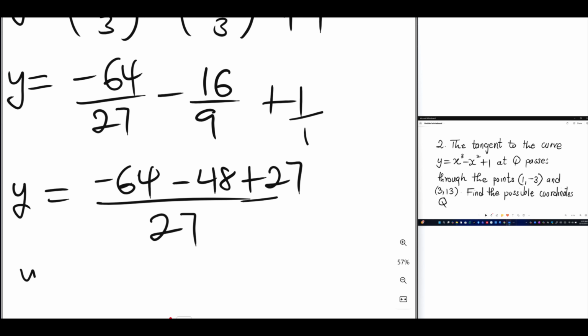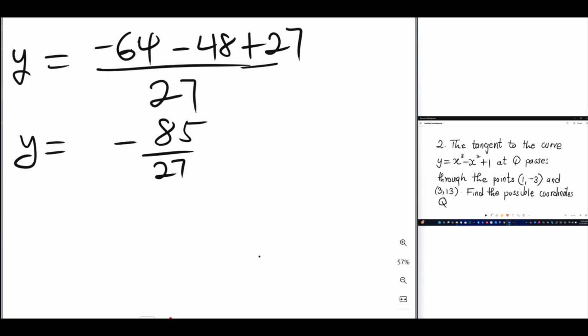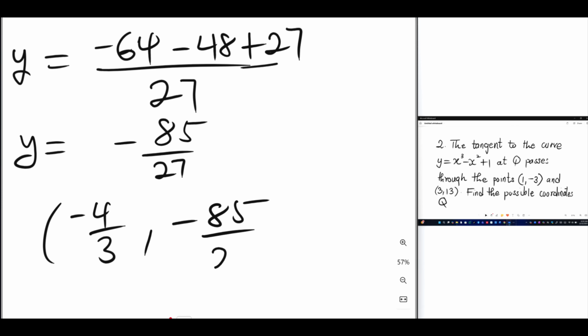All right. So y will be equal to negative 64 minus 48 plus 27. And this will give us negative 85 divided by 27. All right. Let us see if we can simplify. So I think we cannot simplify further. So the corresponding y value of x equal to negative 4 out of 3 is negative 85 over 27.